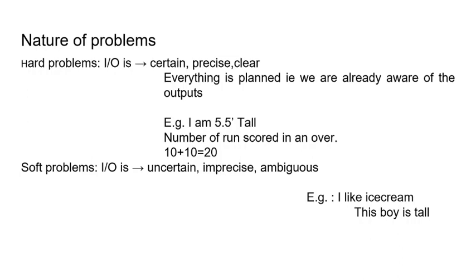On the other hand, if the inputs or outputs are uncertain, imprecise or ambiguous, we can say that it is an example of a soft problem. See the example. First one, I like ice cream. Actually there is not much clarity on how much I like it. Or this boy is tall means the measurement is not given. There is not the exact thing. I mean, a precise or clear idea is not given there.